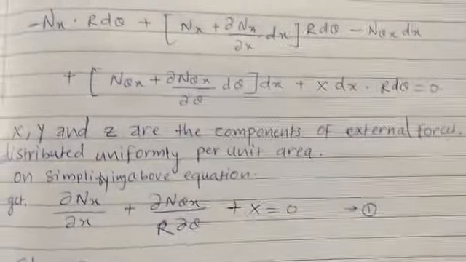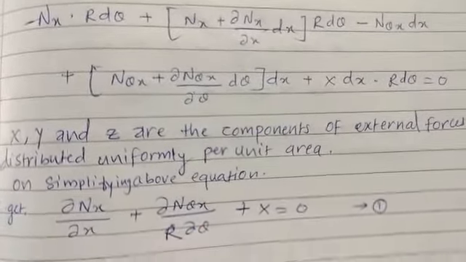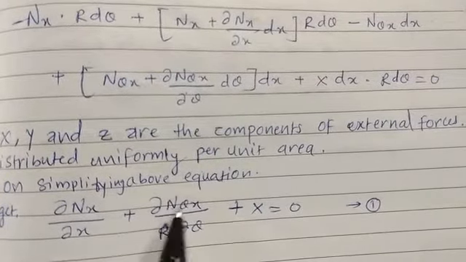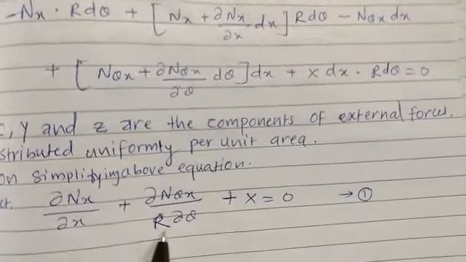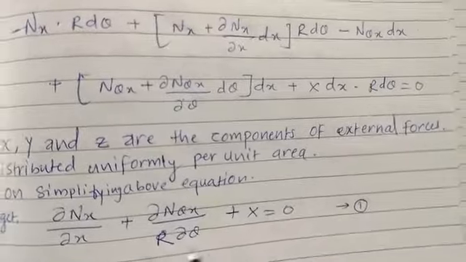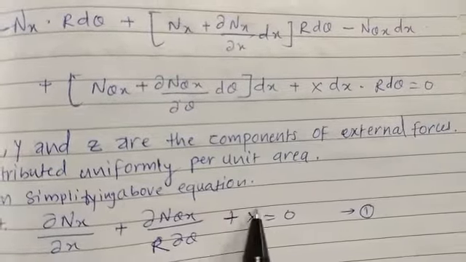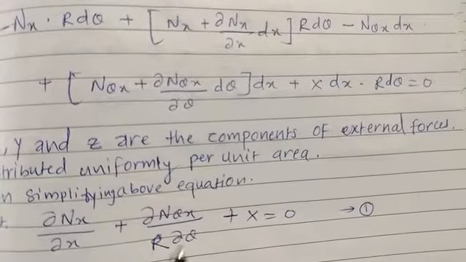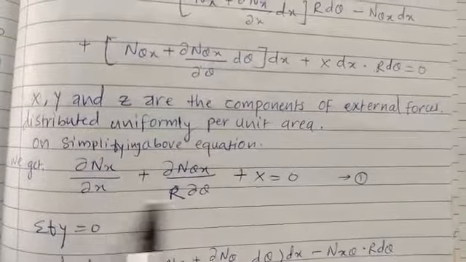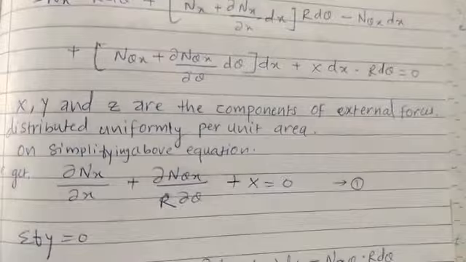So what we get after simplifying all these terms is dou nx upon dou x plus dou n theta x upon r dou theta plus x. Here we have taken r common, so r in this term will be cancelled, r in this term will be cancelled, and here we don't have any r, so that's why we have taken it in the division. So this will be the simplified equation of forces in x direction.